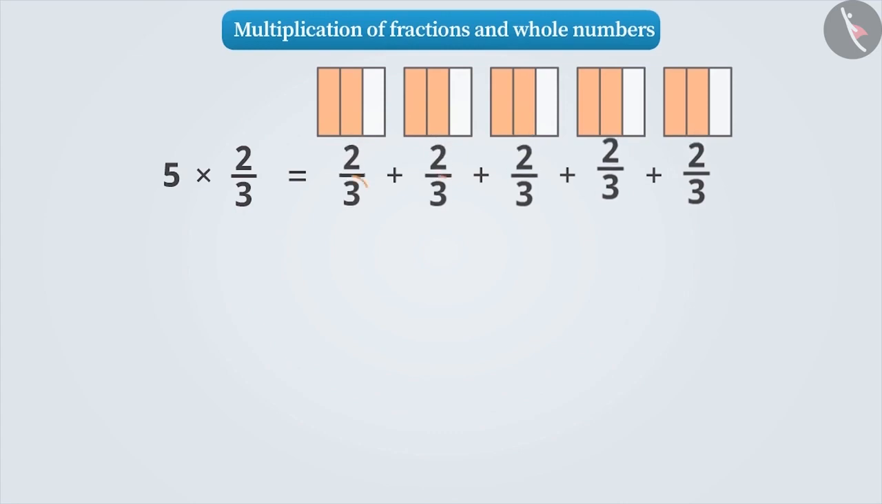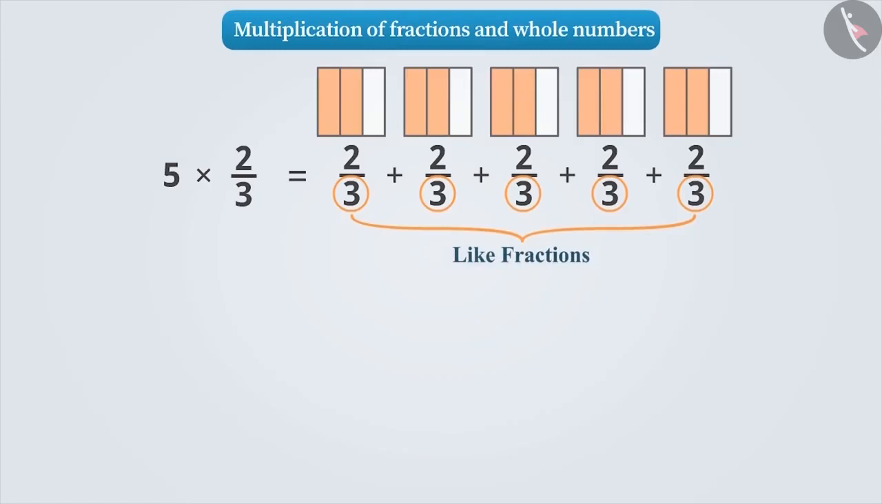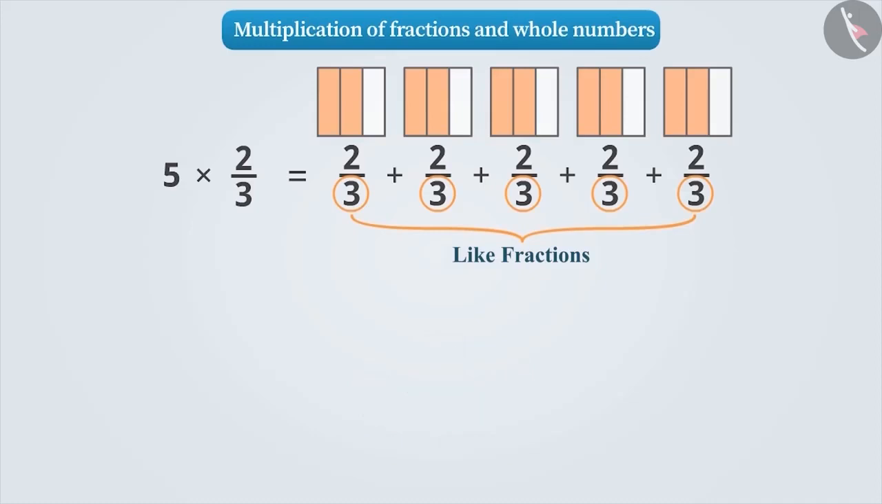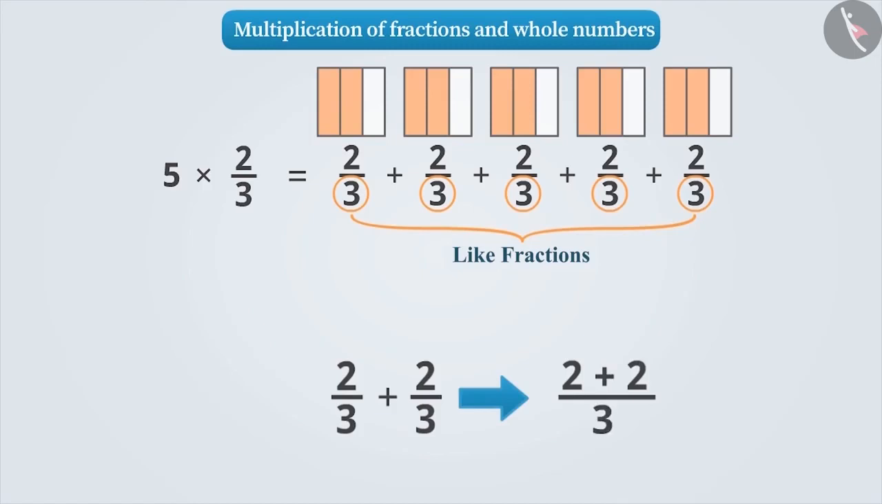Now what do we observe here? The denominators of all the fractions are equal. Fractions that have the same denominator are called like fractions. What do you call fractions that do not have the same denominator, such as 3/4, 2/3, 6/7, etc.? You're right. Such fractions are called unlike fractions. Here, we're adding like fractions. To add like fractions, we add the numerators and keep the denominator the same.